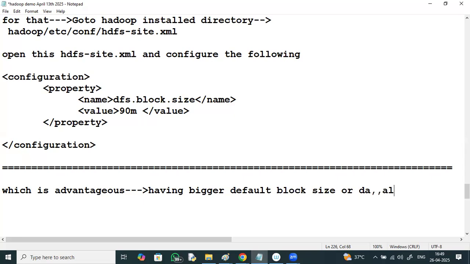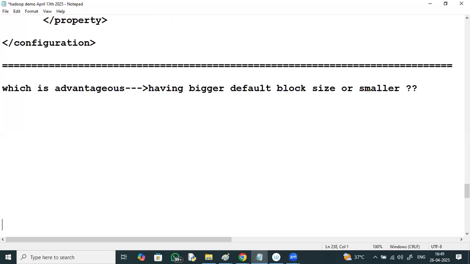Sir, if we decrease the size, then we need more blocks, right? So we can keep the default size only. Which is advantageous, having a bigger default block size or a smaller one? Example one, you check and try to comment on this. Smaller will be beneficial because if we have bigger, it will lead to wastage of storage space. Okay. You mean to say a smaller block size is the advantage? Yes. Okay.